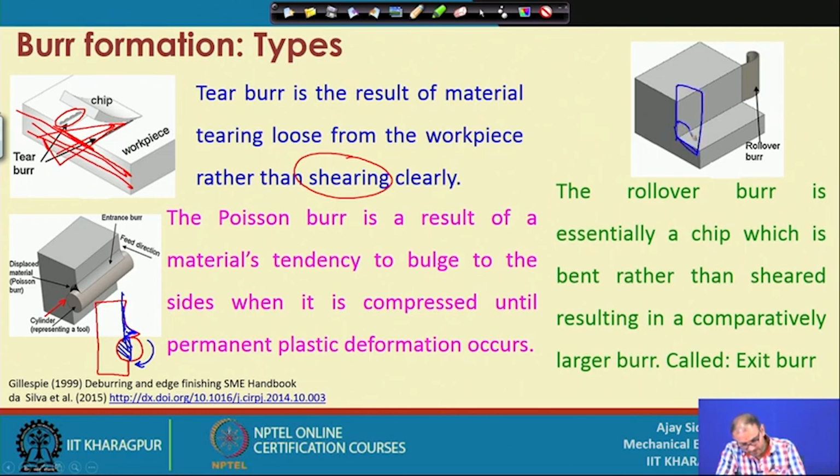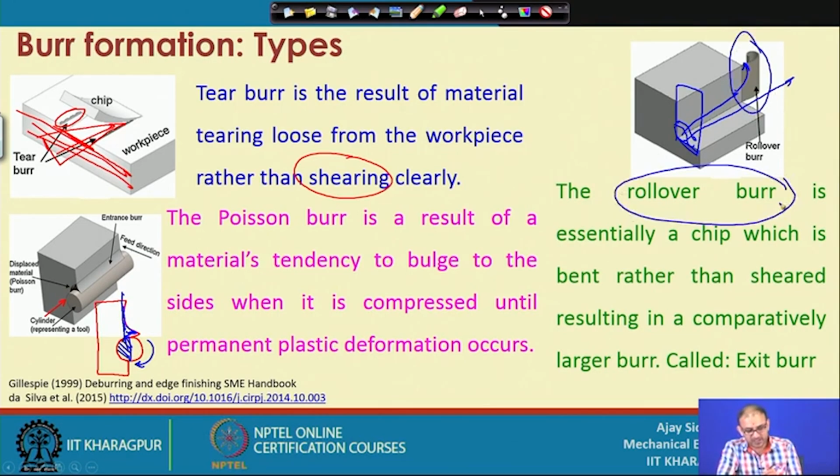So, this is your cutting tool and you are going in this direction. Once your cut is over, at the end if some chip is available, that chip actually gets bent over instead of continuously being removed from the workpiece, and your tool has completely passed. This bending of the chip is called a rollover burr. We have seen in the earlier slide also that this was the burr created at the end of the cutting tool or end of the workpiece.